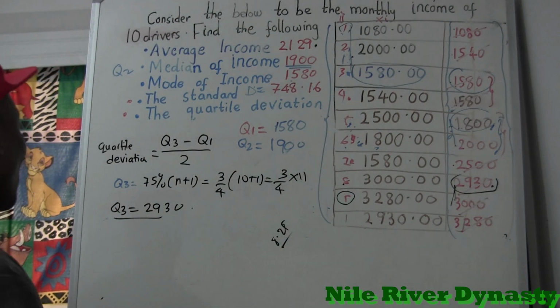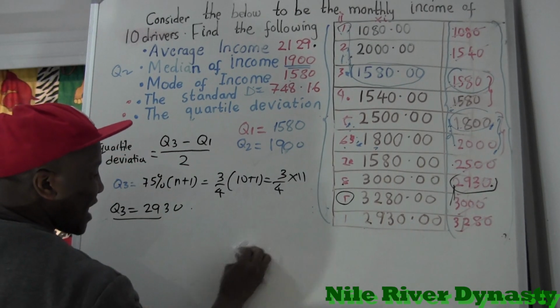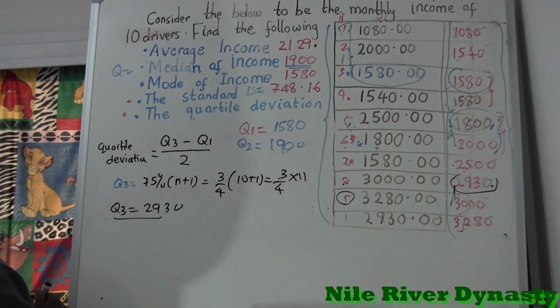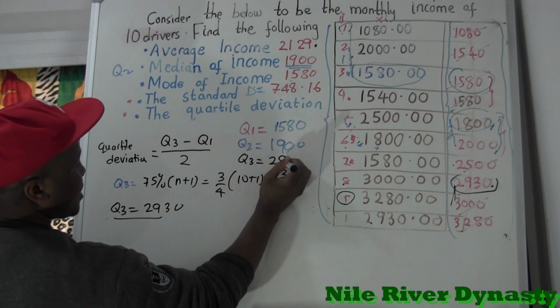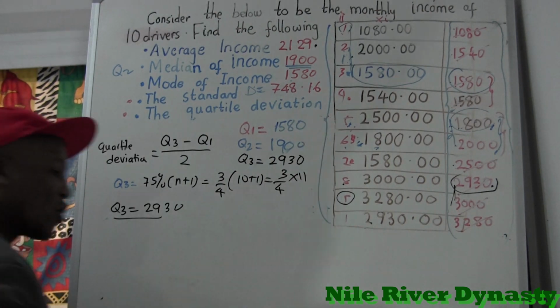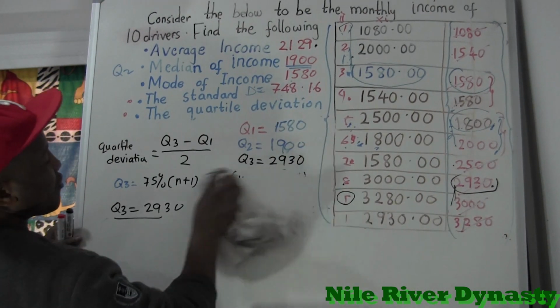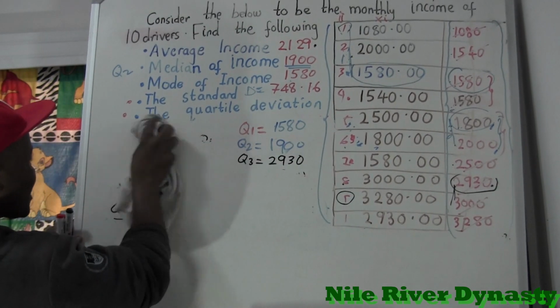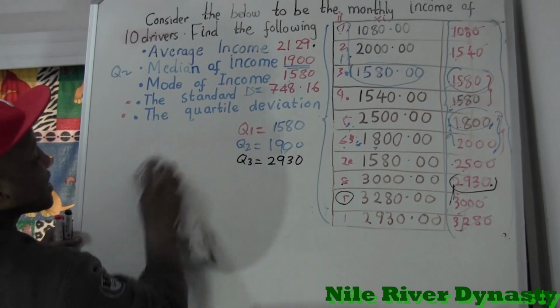So I have quartile 1, 2, and 3. So there's something called a box and whisker. They ask you to draw a box and whisker most of the time. So I got quartile 3, 2,930. Now let's draw the box and whisker. They ask you this every day, every time. You know what I'm saying? So I'm going to raise this and draw the box and whisker, and then I'm going to show you standard deviation also, the quartile deviation.